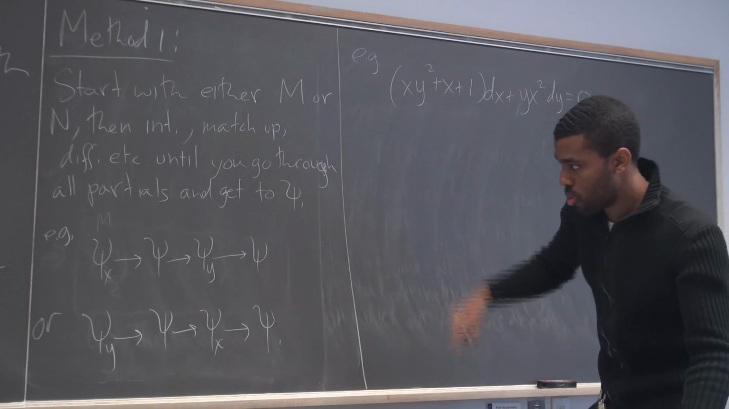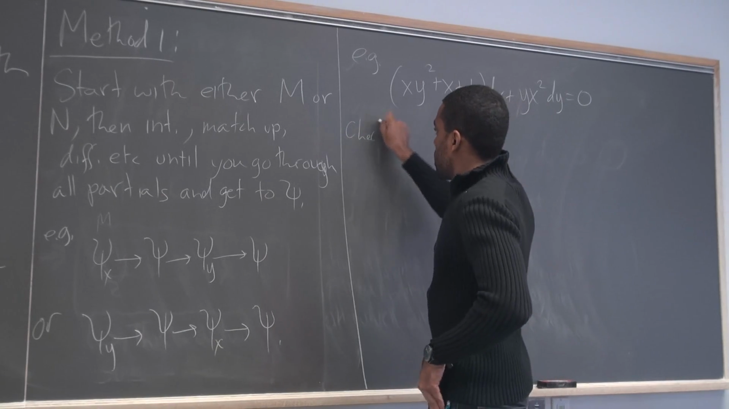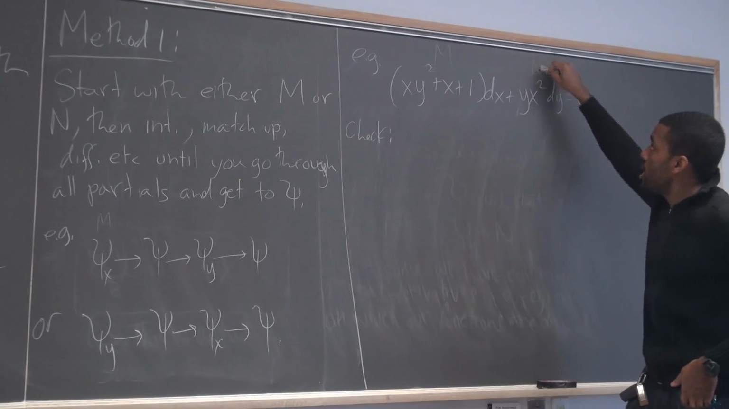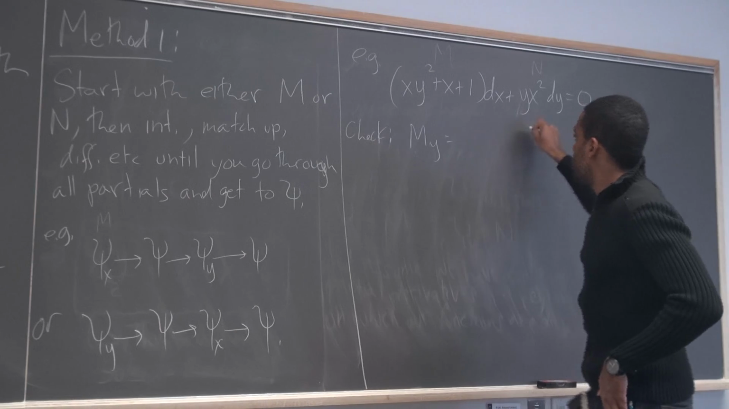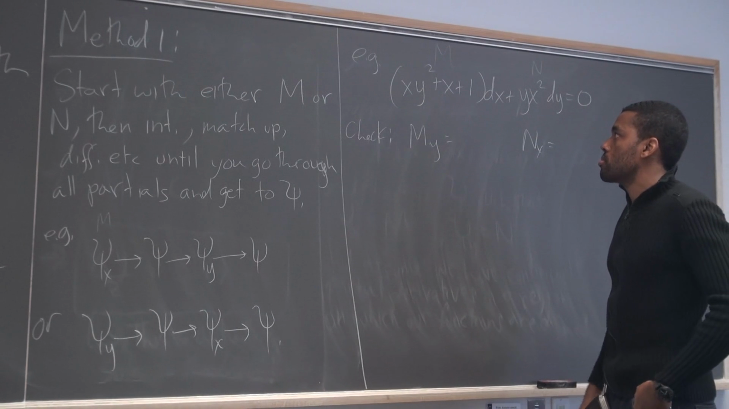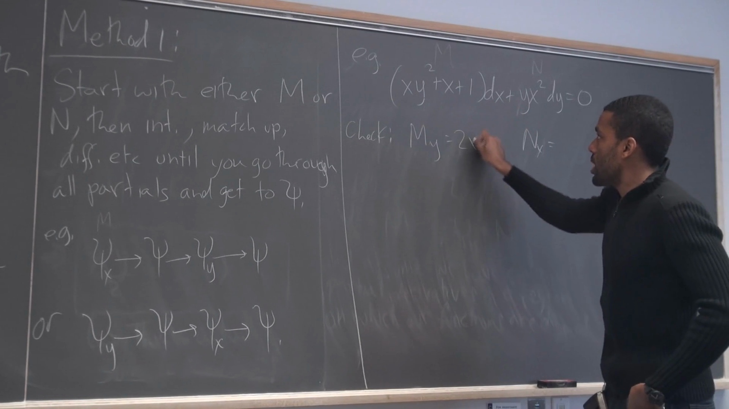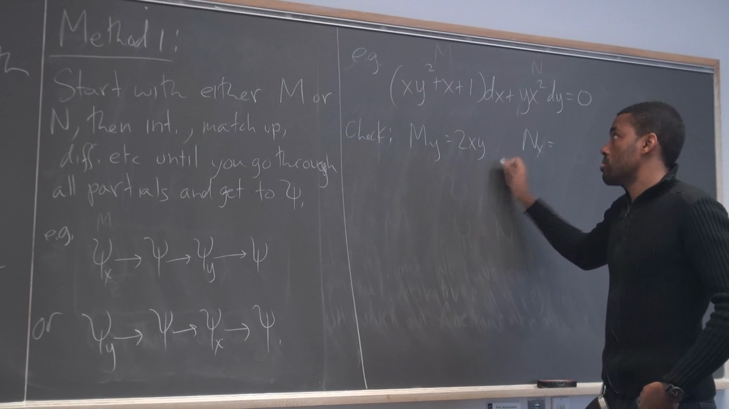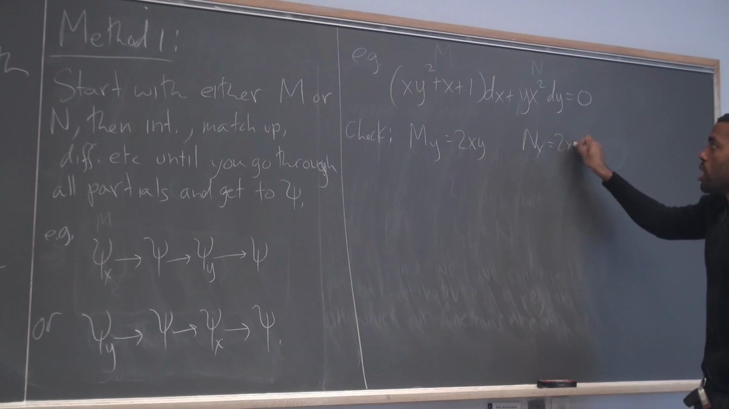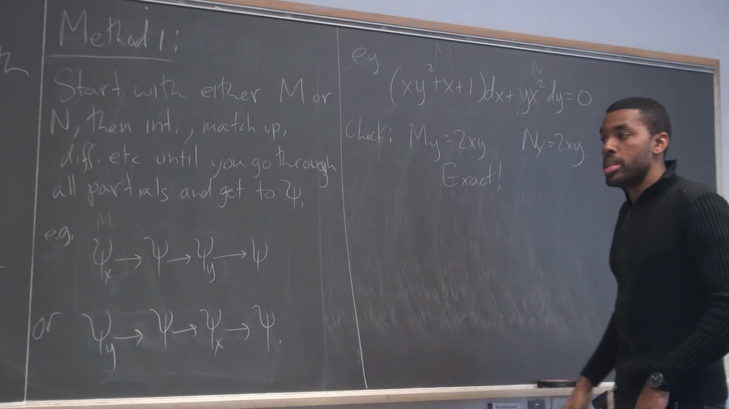Okay, let's do method one with this one. First, I have to check, is this an exact equation? Remember, this is your M, this is your N. So you check M_y, and you check N_x. The partial with respect to y of this is 2xy. The partial with respect to x of this is 2xy. They're the same function. So they are exact, which means the function exists.